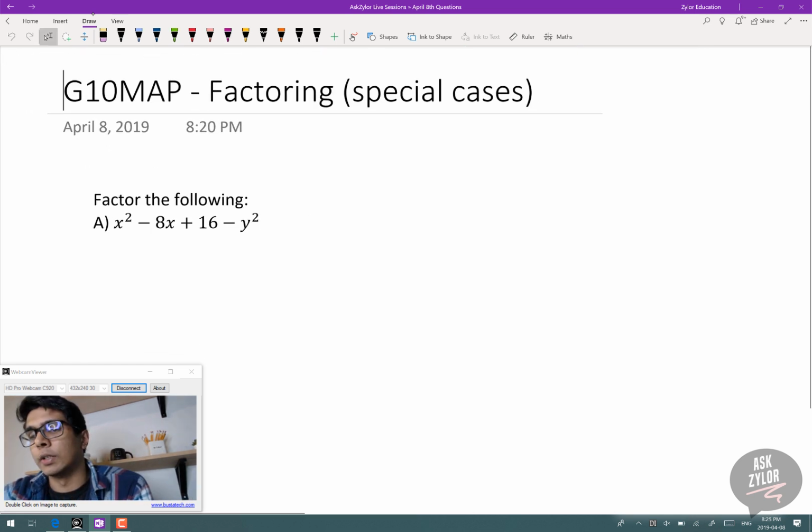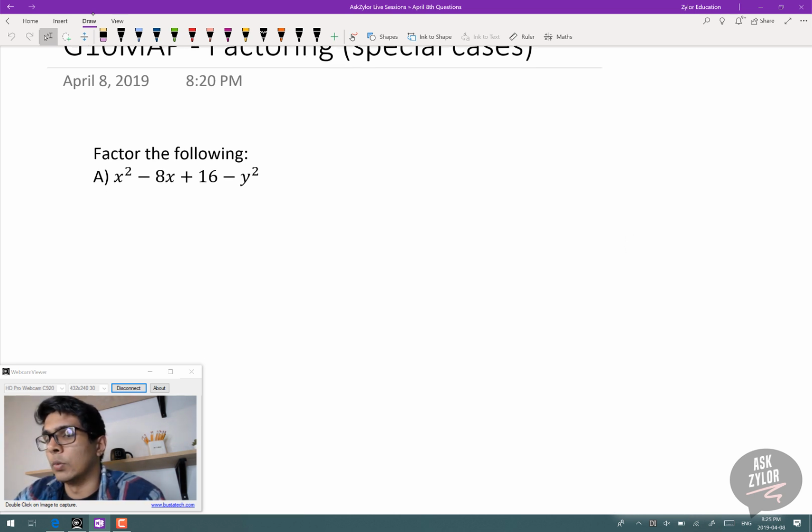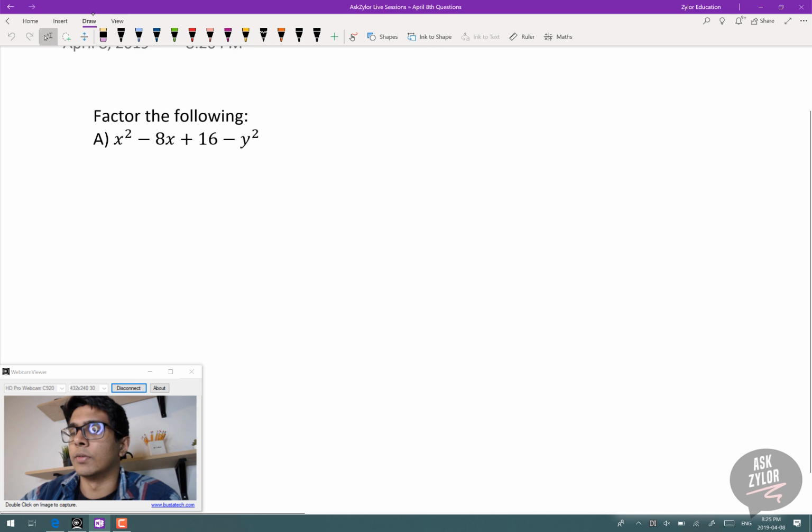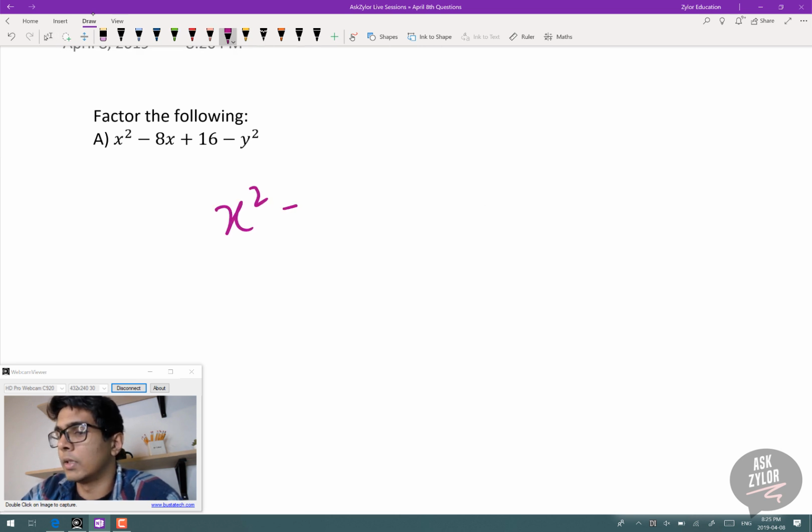So we're moving on to the next question that was sent in. So it's a grade 10 math factoring question. So we have to factor this. So I'm just going to rewrite this: x squared minus 8x plus 16 minus y squared.